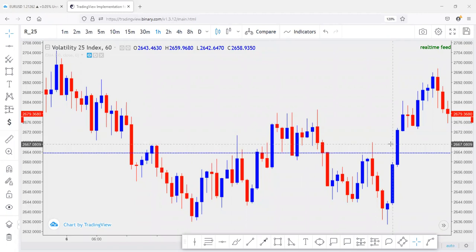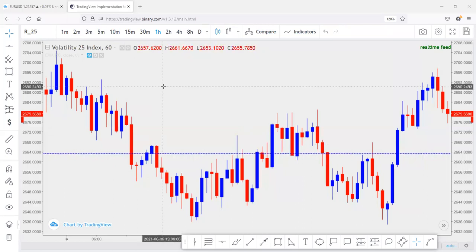So we are talking about support and resistance and how I use it as my strategy. This is Volatility 25. I'm using my 1 hour time frame as the higher time frame, though at times I do use the 4 hour or daily time frame. You can use any time frame of your choice. This strategy works in any time frame or in any market.